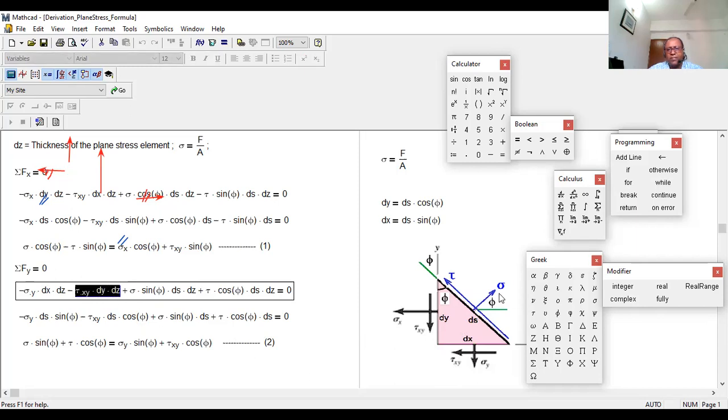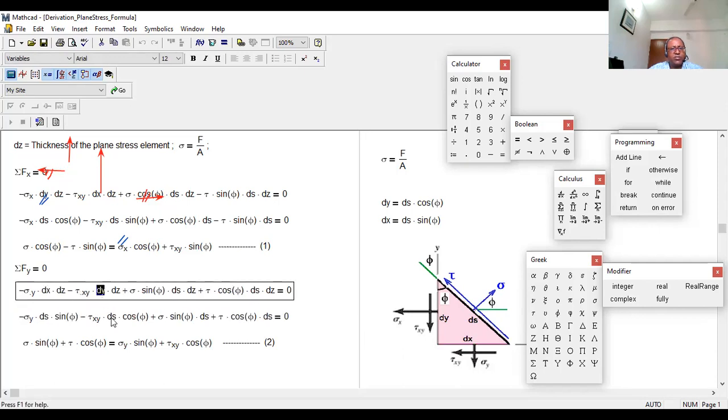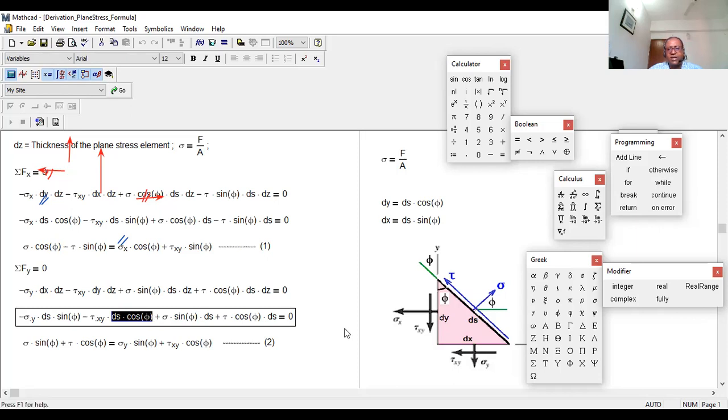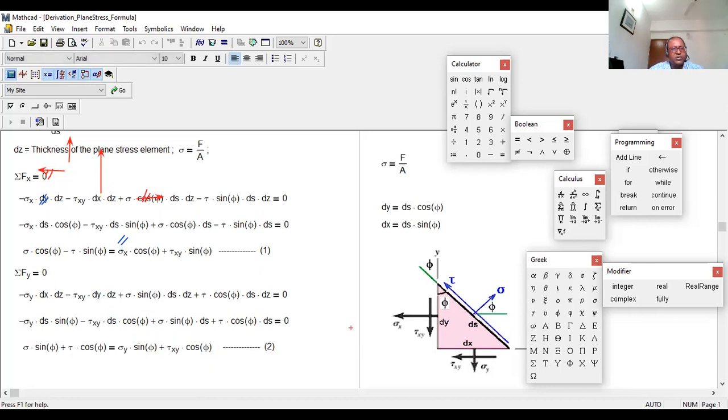Then this sigma, we are taking the vertical component. So sigma sine phi, this sigma sine phi, ds into dz. Then this one, vertical component tau cos phi. So tau cos phi, area ds into dz. Then dx equal to ds into sine phi, dy equal to ds into cos phi. Then see, all ds will be out. Finally, you got this equation. So two equations, two unknowns. You look carefully at this equation.